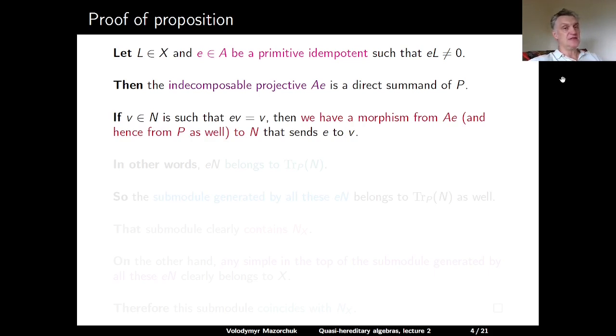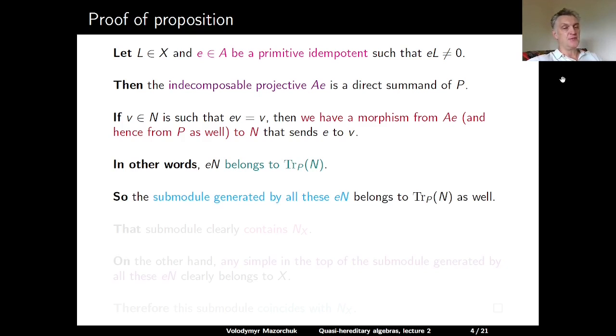If v is an element in some module N such that ev is equal to v, then we have a morphism from Ae, and hence also from our projective module P, where Ae is a direct summand, to our module N, which sends e to v. That's exactly the universal property of the projective module Ae. In other words, eN belongs to the trace of P in N. So the submodule generated by all these eN belongs to this trace as well, because the trace contains everything which is generated by any subset.